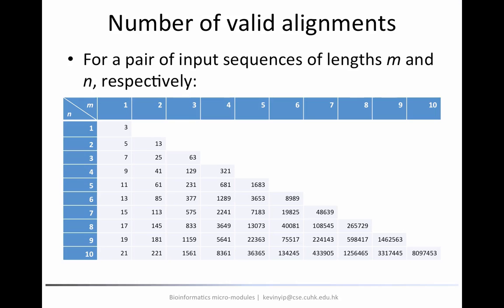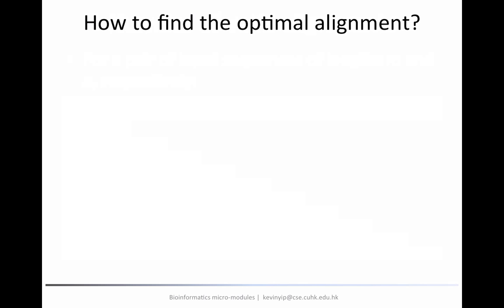The reason that we need dynamic programming is the large number of valid alignments for a pair of sequences. Here is a table showing the number of valid alignments for a pair of sequences of lengths m and n respectively. You can see that even when m and n are just 10, the number of valid alignments is already 8 million. And this number actually grows very rapidly as m and n increase. So it's practically infeasible to enumerate all the possible alignments in order to find out the optimal alignment with the highest alignment score. So how do we find out the optimal alignment?